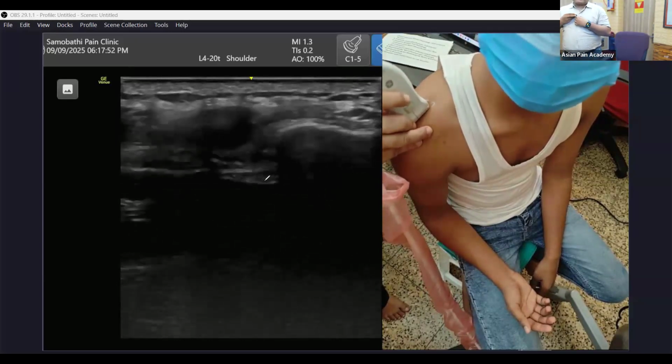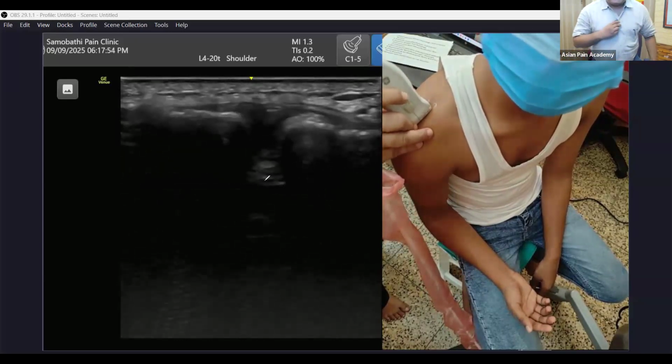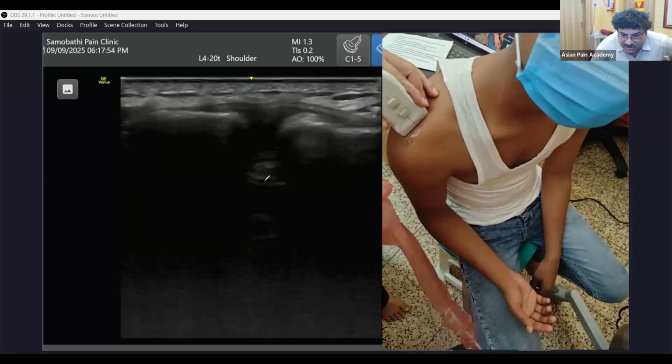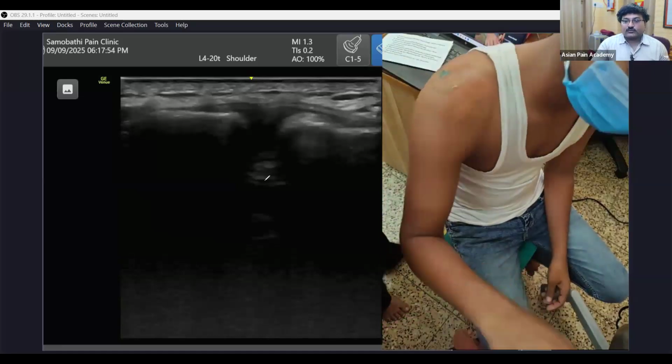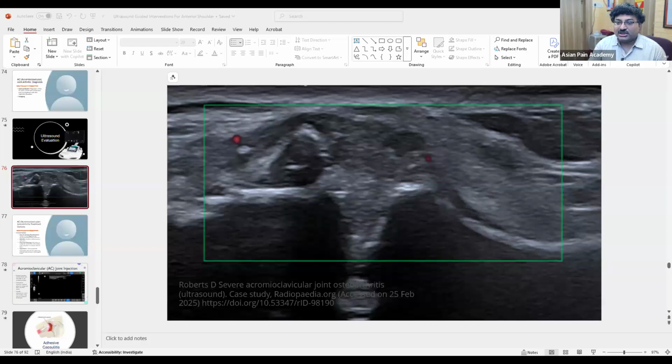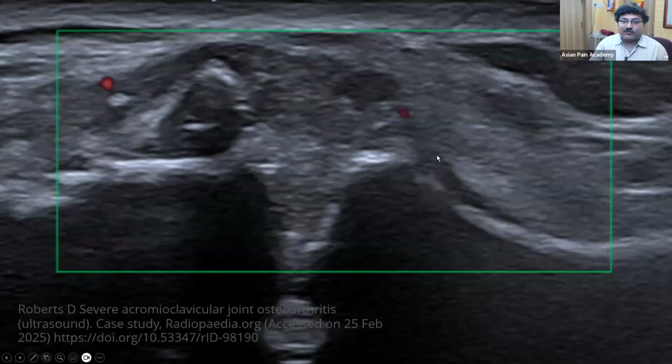Okay, so I think you have seen the normal acromioclavicular joint. So let's show you the abnormal. So here is the abnormal acromioclavicular joint. See, the whole joint is inflamed here. This type of inflammation is there. The margins are irregular. Sometimes bony projections can also be visible.